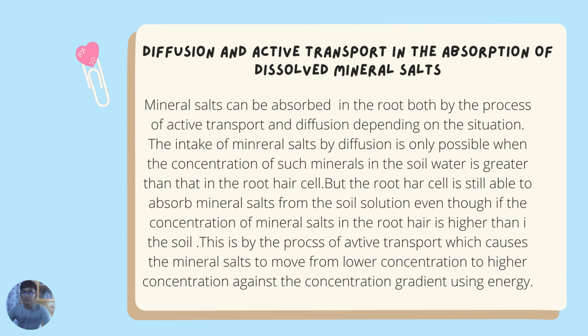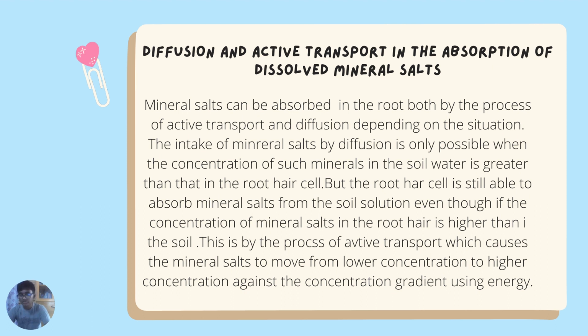And now we're going to talk about diffusion and active transport in the absorption of dissolved mineral salts. Now, we have already read how water is absorbed into the root hair cells, that is by the process of osmosis, but how are mineral salts and nutrients absorbed in the root hair cell? This is carried out by the process of diffusion and active transport. Mineral salts can be absorbed in the root both by the process of active transport and diffusion, depending on the situation. The intake of mineral salts by diffusion is only possible when the concentration of mineral salts in the soil water is greater than that in the root hair cell.